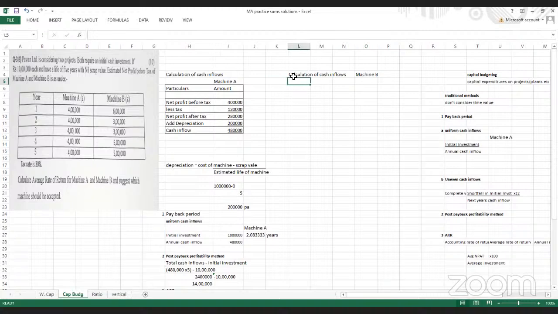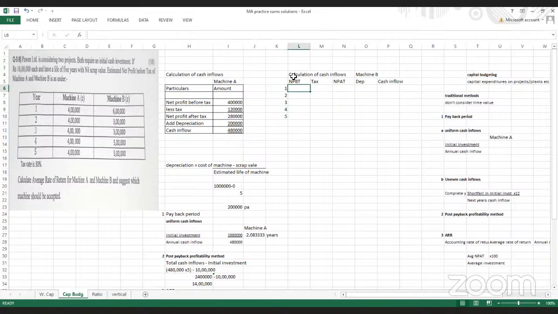First column will be net profit before tax. Okay, from that we subtract tax. Okay, we get net profit after tax. Then we add depreciation. We get cash inflow. Okay, and we need it for 5 years. So 1, 2, 3, 4, 5.